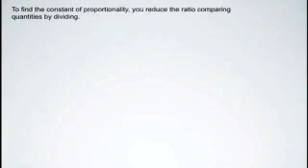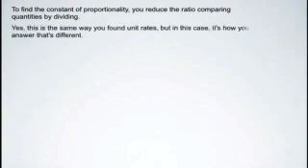So to find this constant of proportionality, you reduce the ratio comparing quantities by doing the division. Remember, a ratio can be written as a fraction, and a fraction is just a division waiting to happen. So it's the same way you find unit rates, but in this case, how we use the answer and what we interpret it to mean is going to be a little bit different.